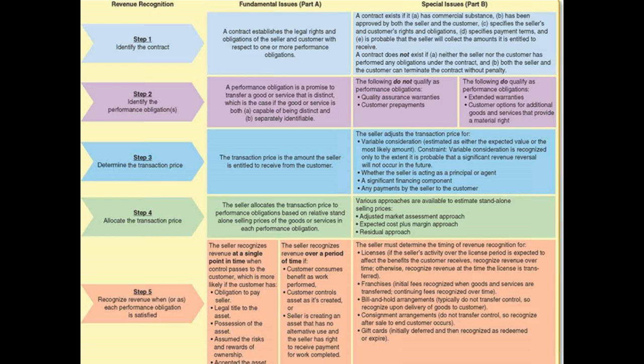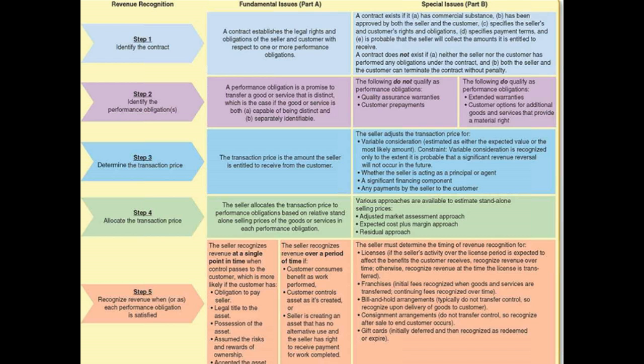That's estimating the transaction price. And you can see there's a little bit of discussion of variable consideration, but we also have principal agent concerns, financing concerns for time value of money, payments of the seller to the customer. Step 4, that's where allocation of the transaction price comes into play.